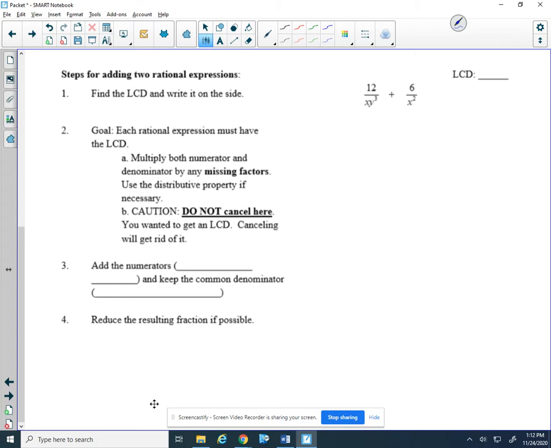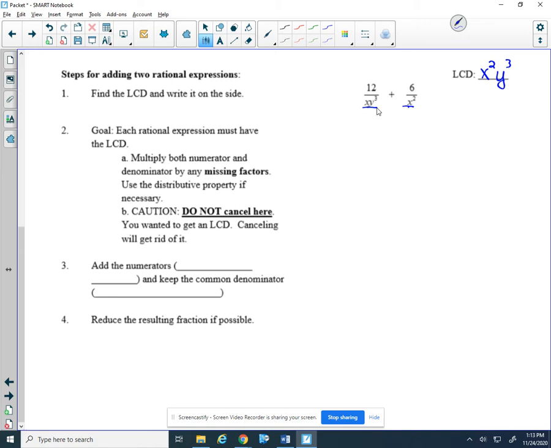So on this one, we're now looking at rational expressions, which means we're going to have variables in the denominators. So right now, when I see my 12 over xy cubed plus 6 over x squared, I can tell these are not like terms because my denominators are not the same. Now with variables and monomials specifically, so all multiplication, we're just looking for our LCD to have the highest power of each variable. So when I look at my x's, that's going to be x squared, and my y's are going to be y cubed.